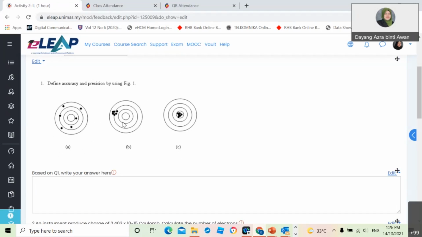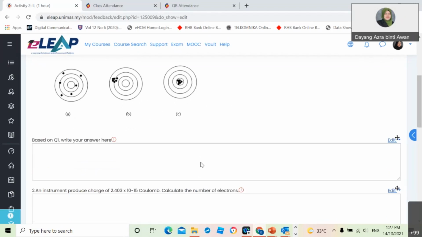Okay. So B is precise but not accurate, because here is your true value but it is not placed near it. For C, it is precise and also accurate. So you need to bear in mind the definitions of these three.